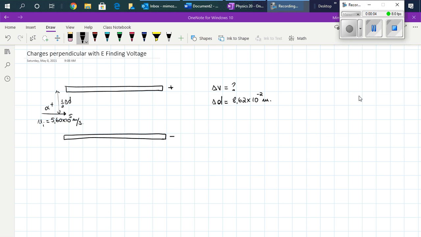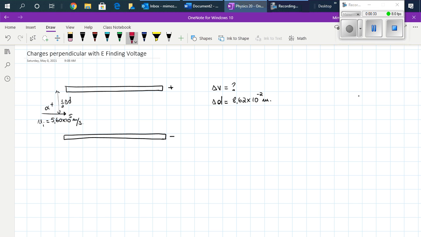So now we are looking at a case in which we are finding the voltage as the charge is moving perpendicular to the electric field strength between the two parallel plates with an initial velocity, in this case 5.60 times 10 to the power of 5, and it is entering right in the mid distance between the two plates that are apart from each other at 8.62 times 10 to the power of -2 meters.